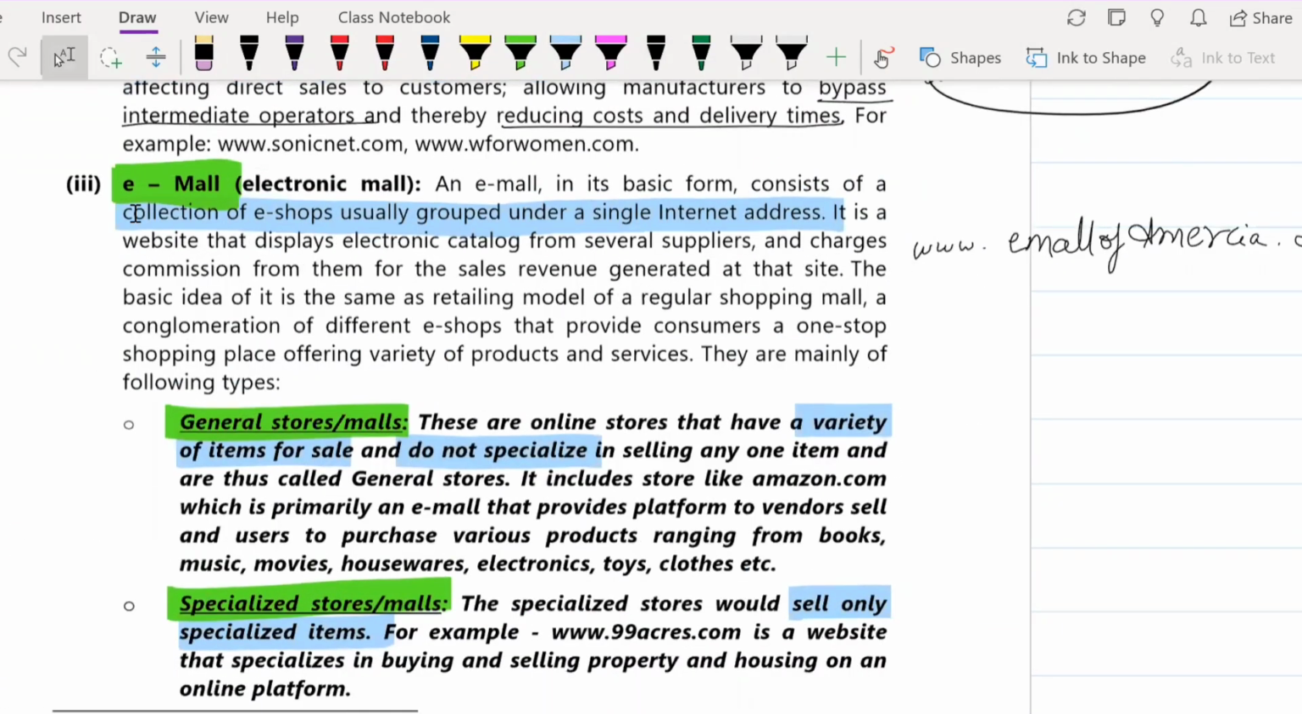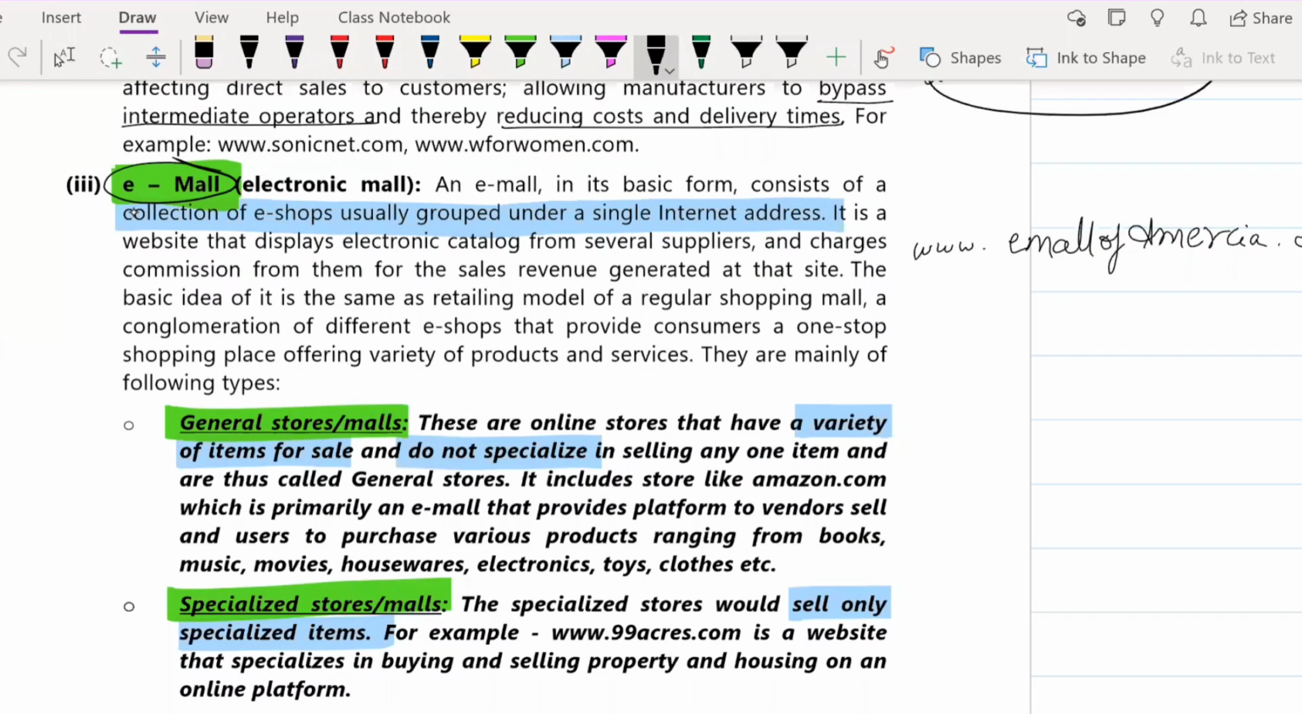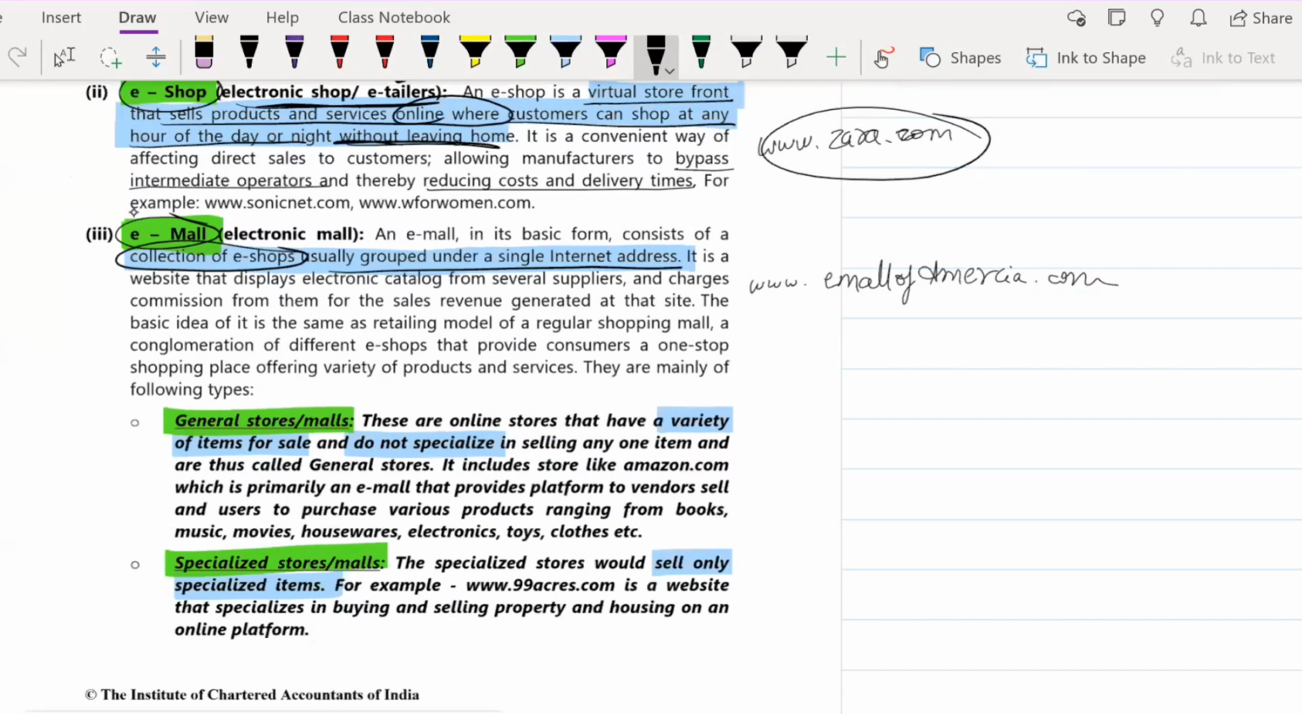Next is e-malls. Like how your real life malls are there, the same way e-malls also are there. Here there is a collection of e-shops usually grouped under a single internet address. In India, there is no such e-mall, but there is one website, if you search, you'll find it, the e-mall of America.